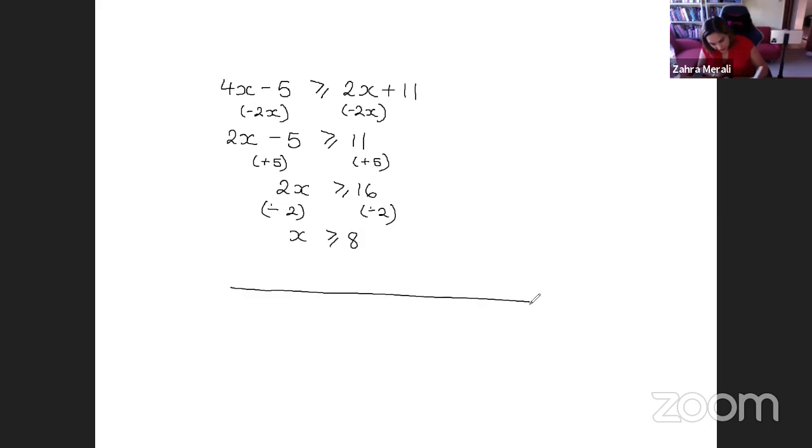To put that on a number line, let's do 6, 7, 8, 9, 10. It's equal to, so it's a circle coloured in. And I want everything bigger than. So I've got an arrow going towards that way, going to the right.